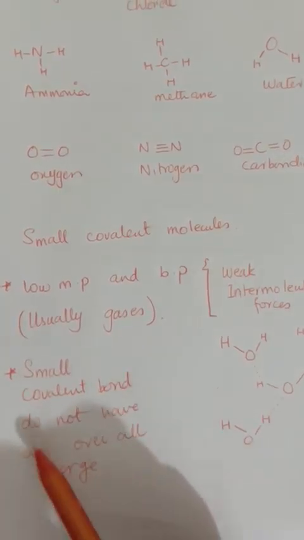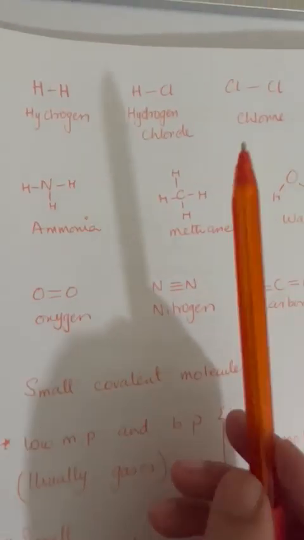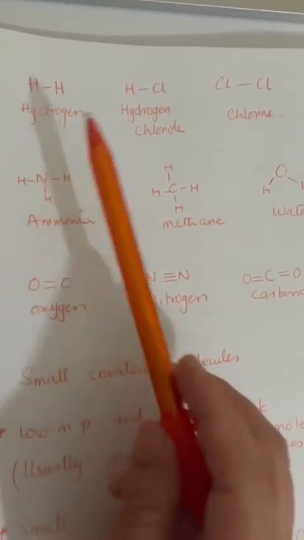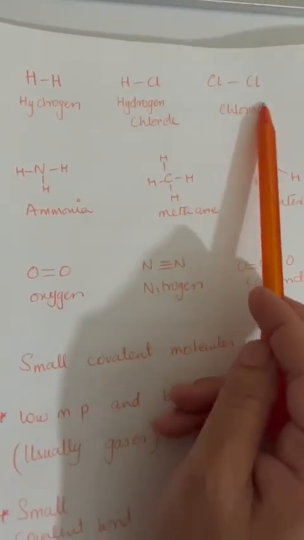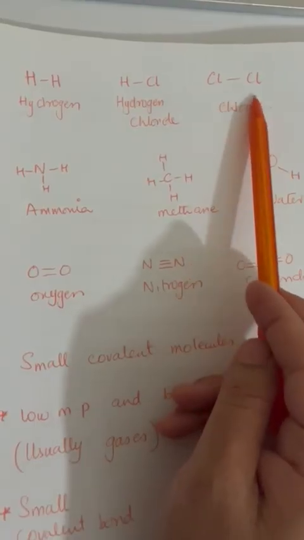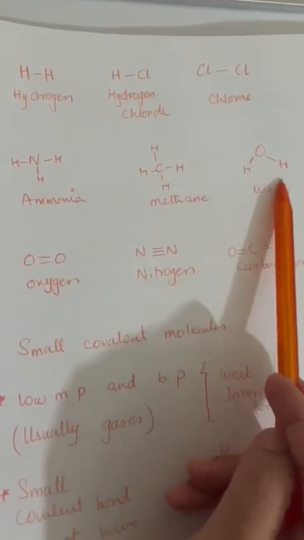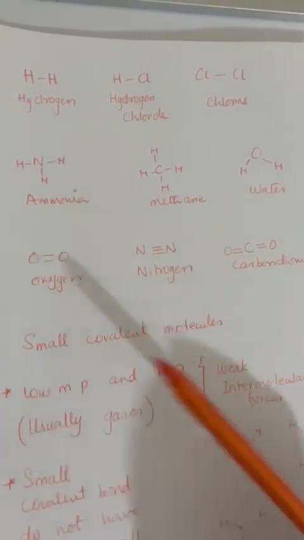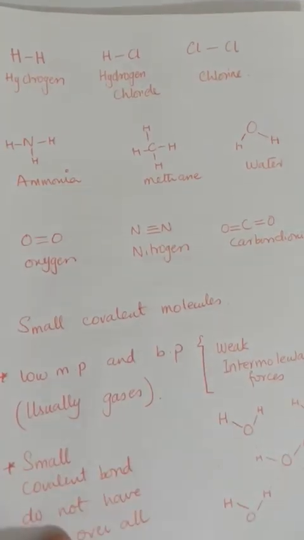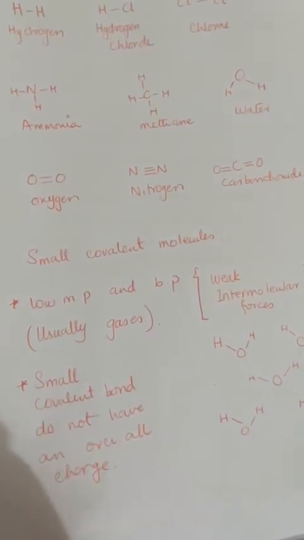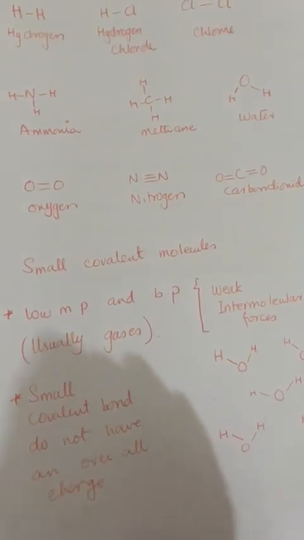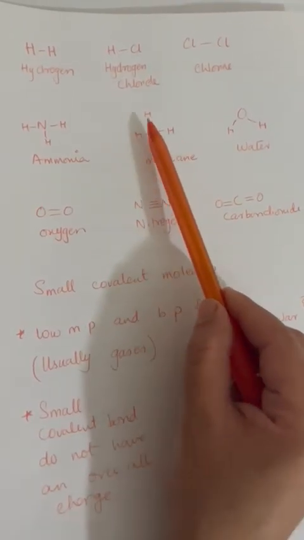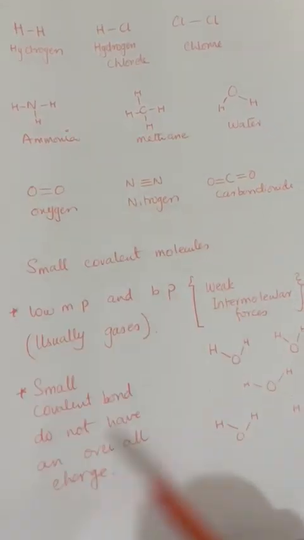Small covalent compounds do not have an overall charge. You can see carbon can form a maximum of 4 bonds, and it has formed 4 bonds here. Here we have got chlorine. Chlorine forms 1 bond. Oxygen makes 2 bonds. So you need to make sure that you know about this fact. You need to learn that small covalent compounds do not have an overall charge, like we have seen in the example of graphite, where carbon was making 3 bonds. So there was an overall charge there, but here there is no overall charge.